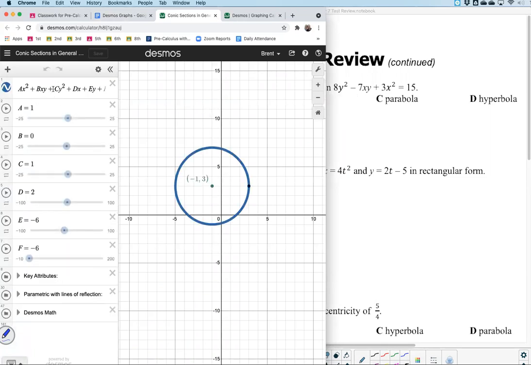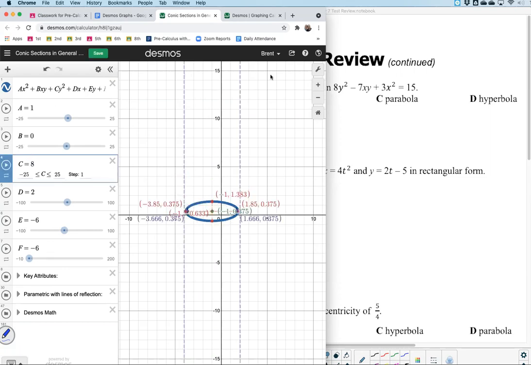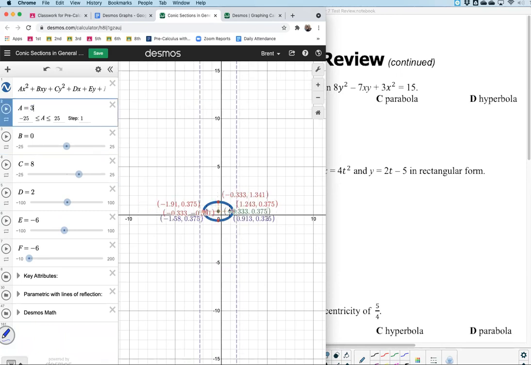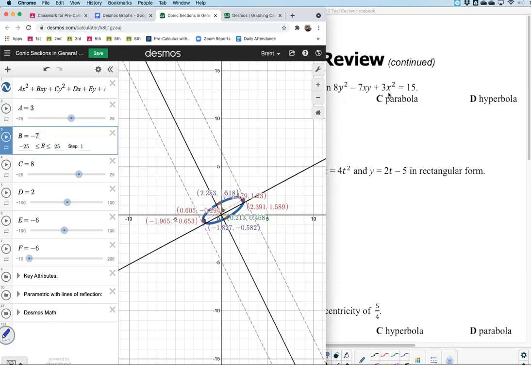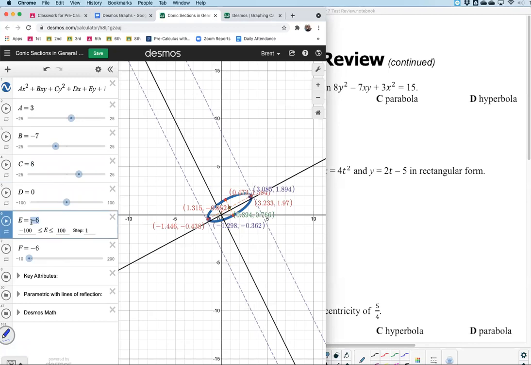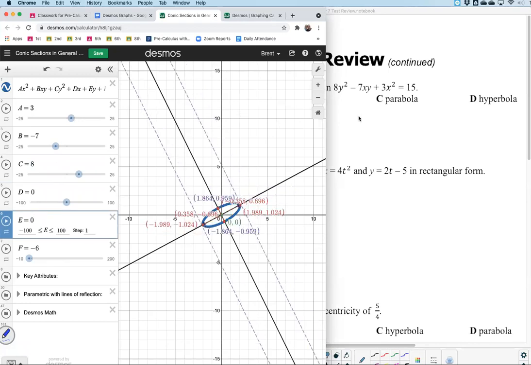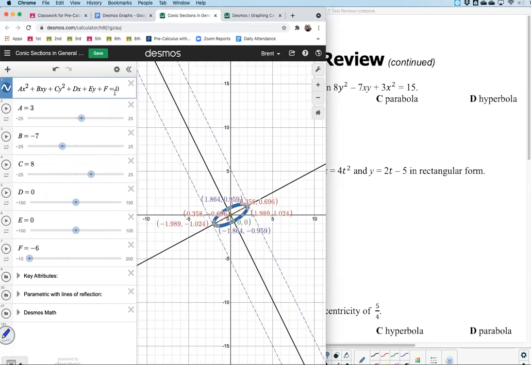So I have 8x squareds, which are y squareds. So that means my c is 8. I have 3x squareds, so a is 3. B is xy, so I have -7 of those. I don't have any x or y's by themselves. So 0 here and 0 there. And f is, well, it's 15, but on my formula, I put f on the left side. So I actually need to put this in as -15.